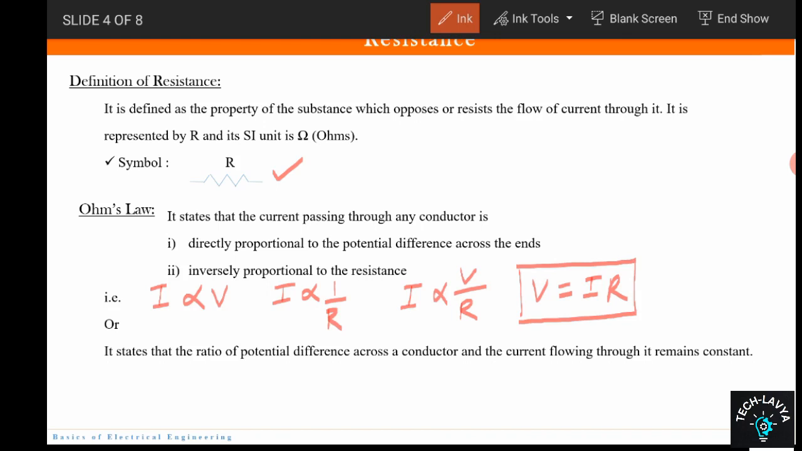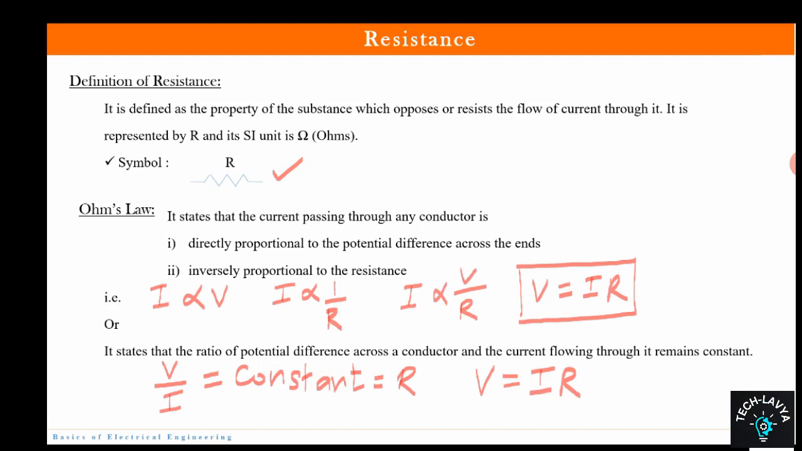One more way is that Ohm's law states that the ratio of potential difference across a conductor and the current, that is, the ratio of V and I, is always constant. Now when I say it is constant, that constant is nothing but R, resistance. So this is also giving the same equation, V is equal to IR. We have to remember this particular equation always. V is equal to IR.